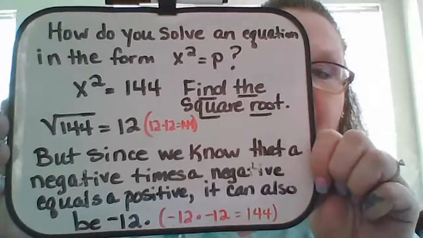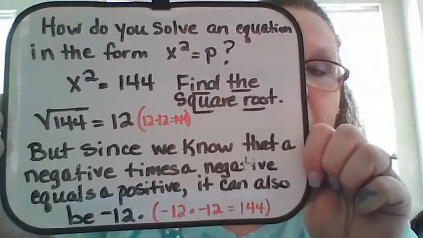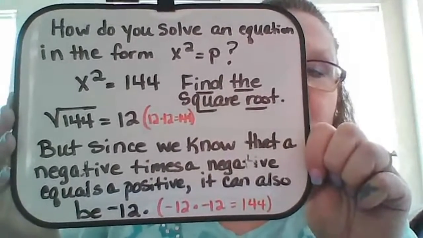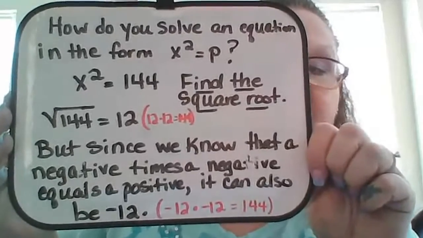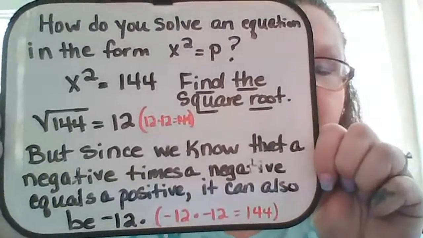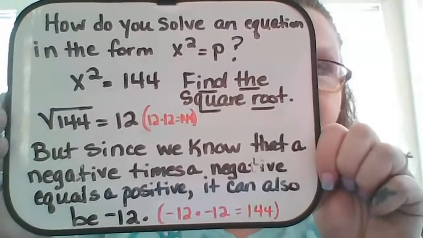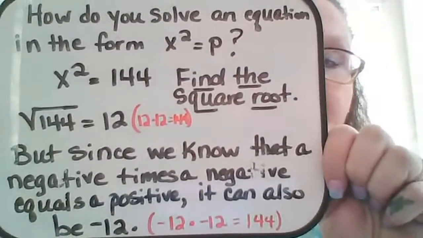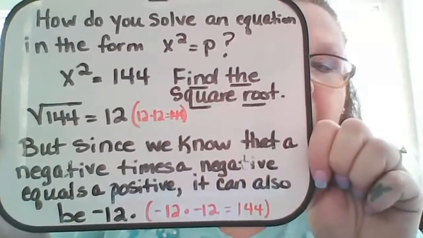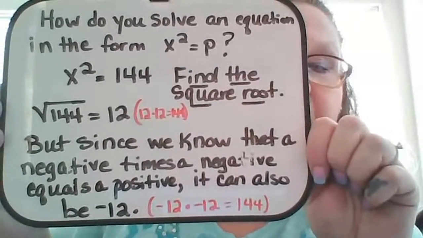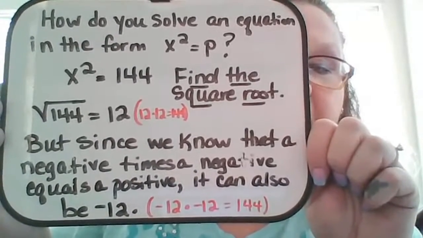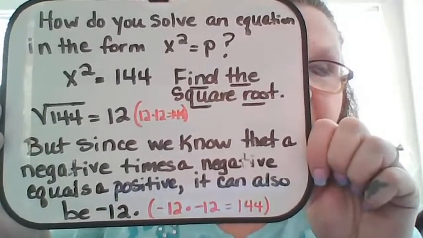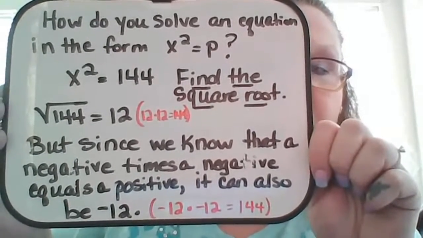We have a question here that says, how do you solve an equation in the form x squared equals p? Now, if we put a number in for p, such as 144, we want to know what number times itself gives us 144. So we're simply just finding the square root. So you would type in your calculator second, x2, 144, enter, and it would give you 12 because 12 times 12 is 144. But since we know that a negative times a negative equals a positive, the answer can also be negative 12 because negative 12 times negative 12 equals positive 144.